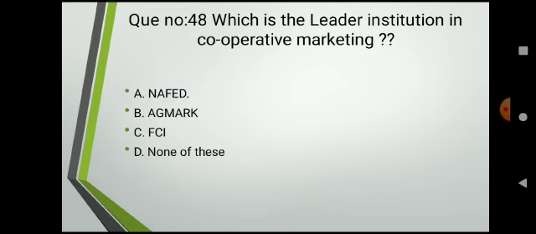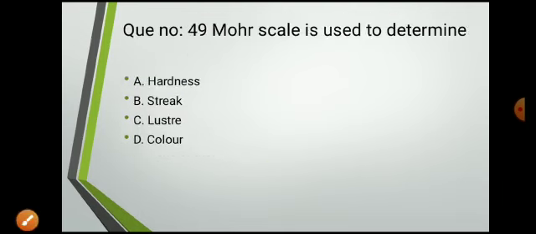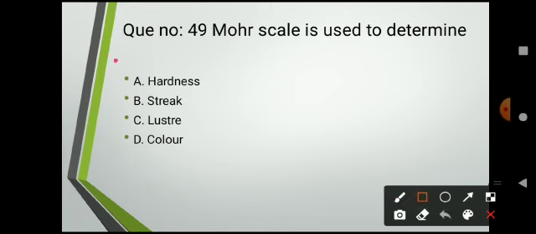Next question, question number 49. Mohs scale is used to determine. The options are hardness, streak, luster, and color. The correct answer is option A, hardness. Mohs scale is used to determine the hardness of the mineral.